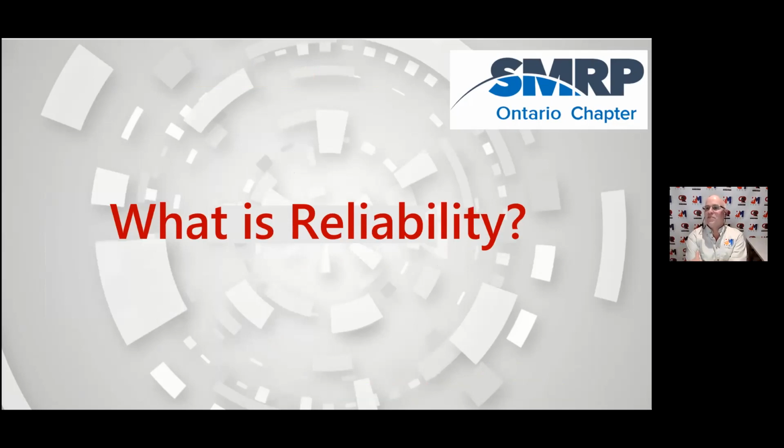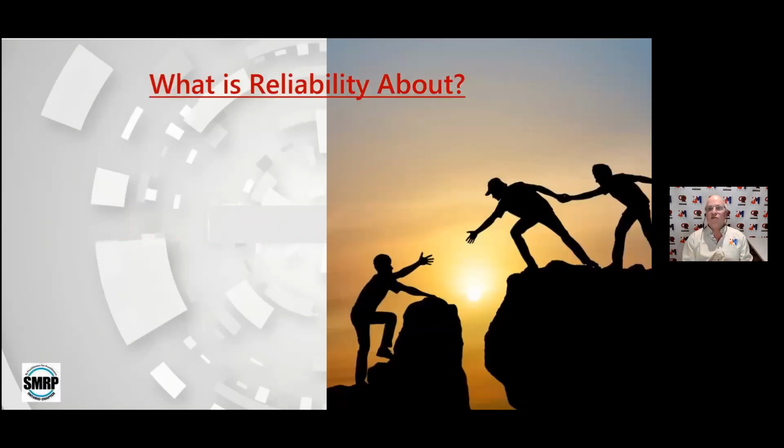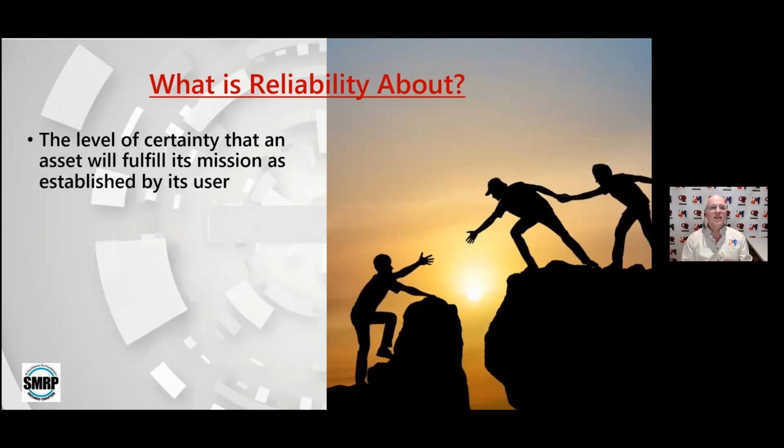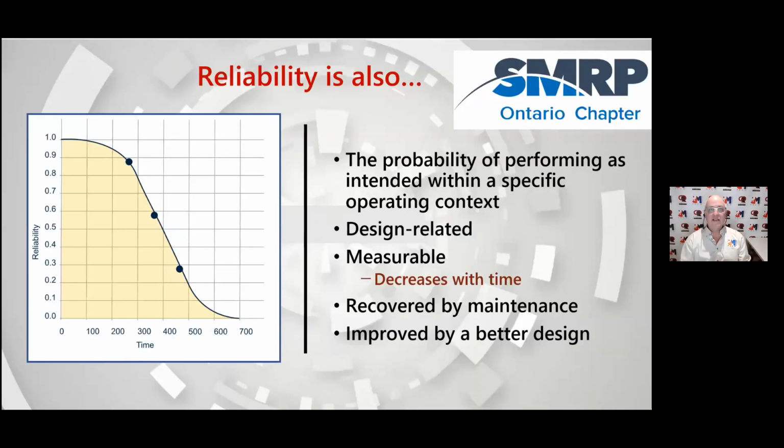What reliability is. Many people speak about reliability, and it is all about certainty. Certainty of what? Certainty of accomplishing a mission. What type of mission are we talking about here? It is a mission for the assets to fulfill functions as established by its users. So reliability is all about trust, it's all about hope, it's all about certainty that we are going to accomplish that mission.